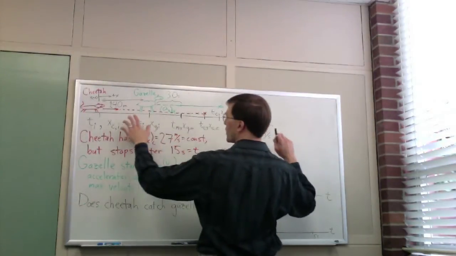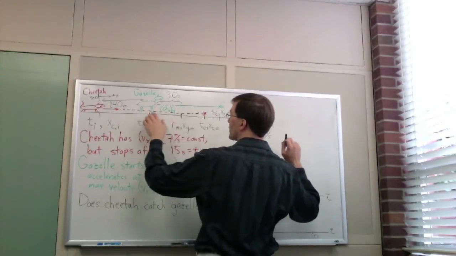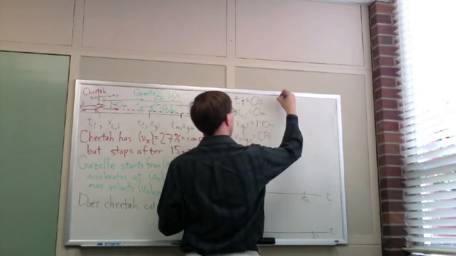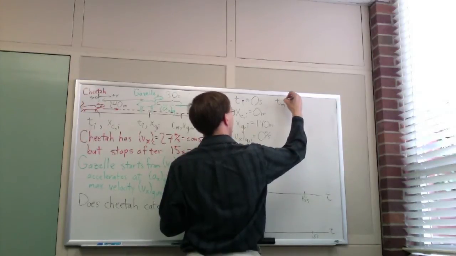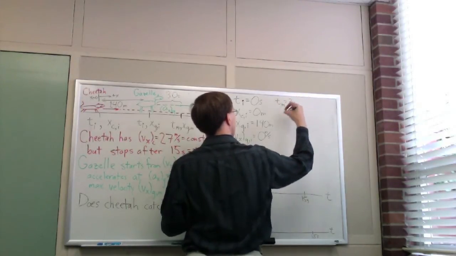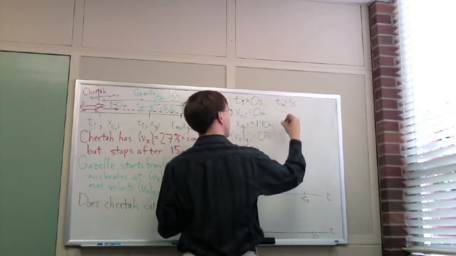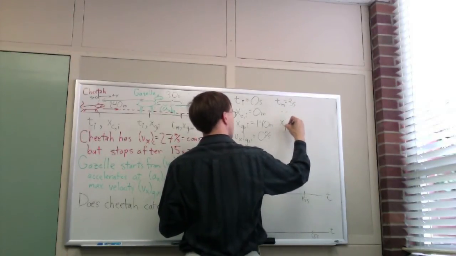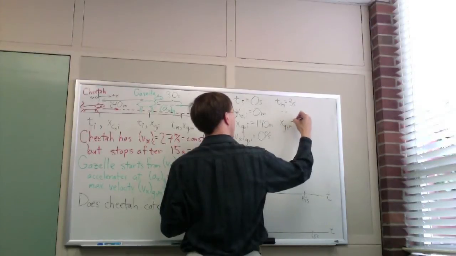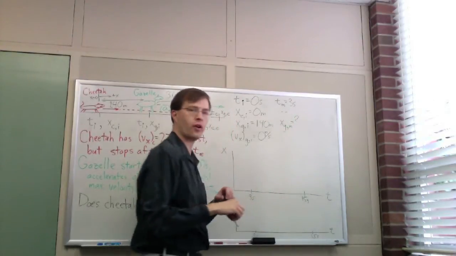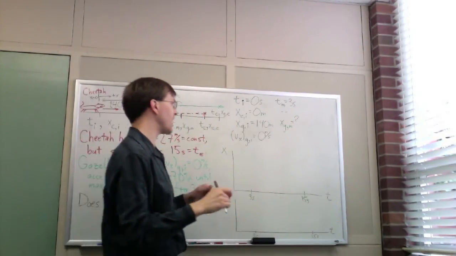My next event is at the time when the gazelle reaches its maximum speed, and I called that T maximum of 3 seconds. I don't care what the cheetah's position is then, but for the gazelle I do care about X gazelle at that maximum speed point. I care, but I don't know how far it's gotten there. I don't have any idea.